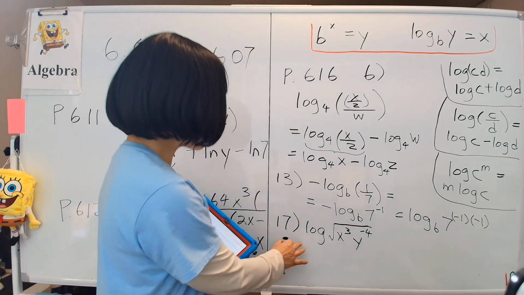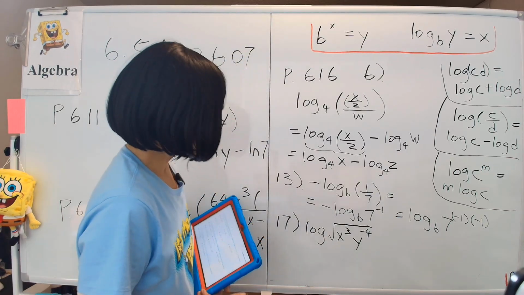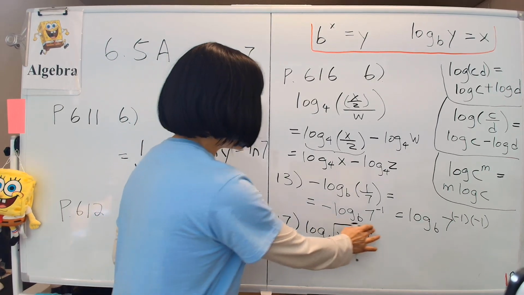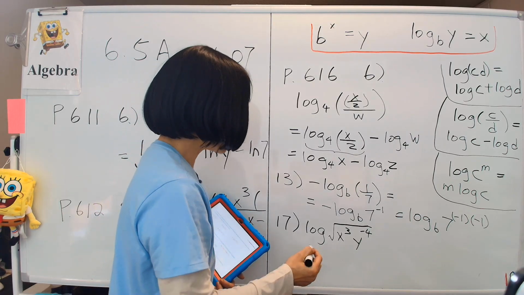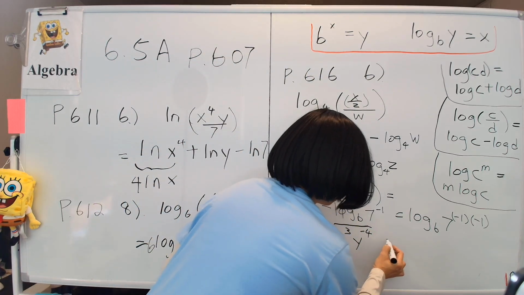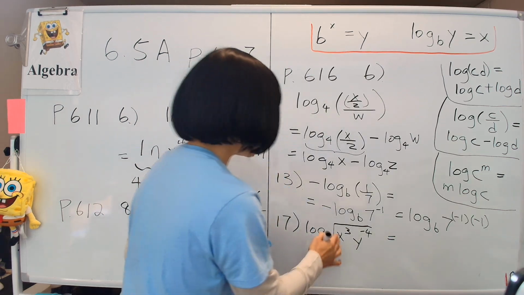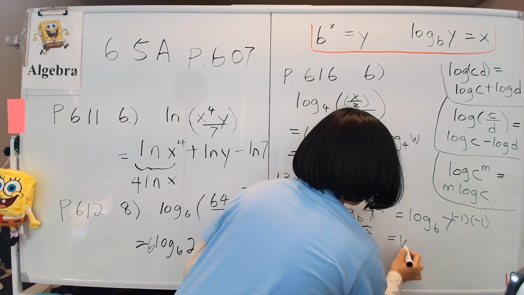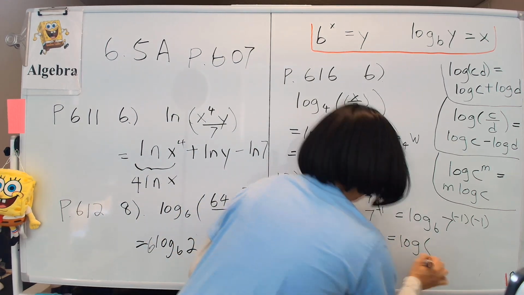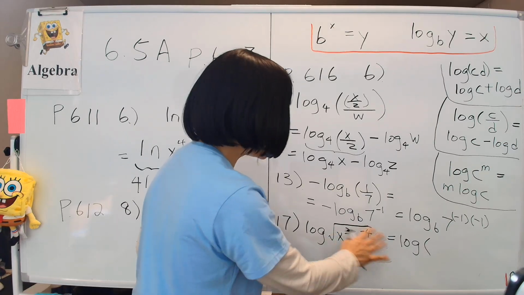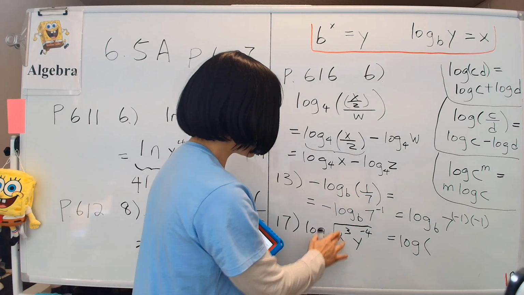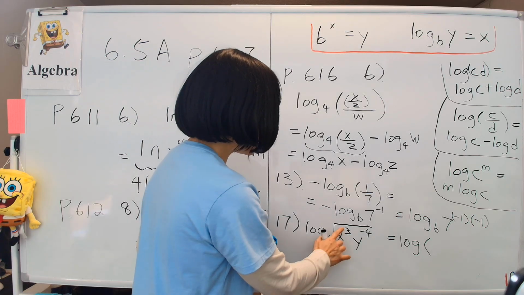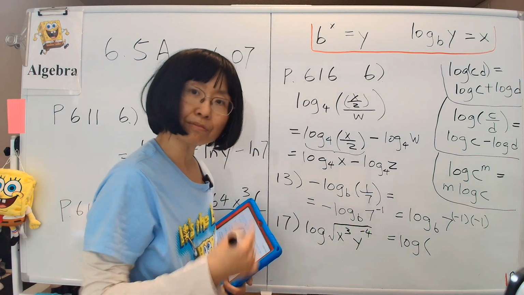Okay, so here's problem 17, which I have written down here. The first thing we do is get rid of the radical sign by translating it into the exponent. Right now we're not doing any logarithm. We're just turning this into something that's more palatable. So that is the same thing as the whole thing to the power 1/2, okay?